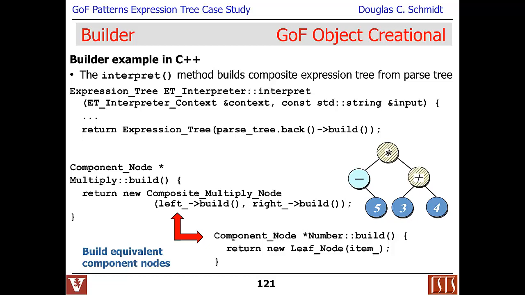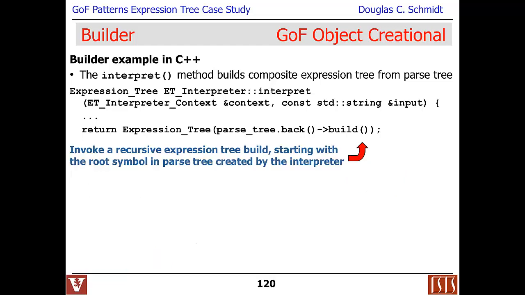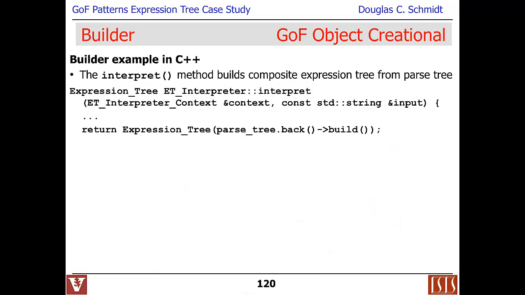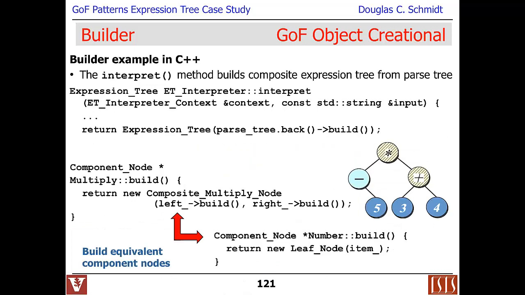The parse tree would basically have an addition node, an add node, and then two other nodes which were number nodes. As it was traversing this thing recursively, it would start at the top, where it's a build. The first thing it would do is, let's assume this says add as opposed to multiply. It would come in here and say new composite add node, left arrow build, right arrow build.